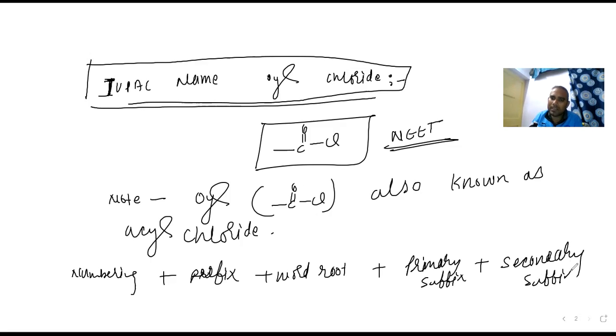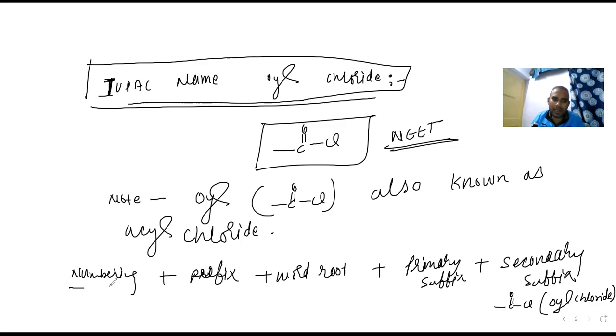Now, C double bond OCl is known as oyl chloride. Its name itself is oyl chloride. You need to memorize which functional group has what name. Are you able to understand this? Yes, sir.